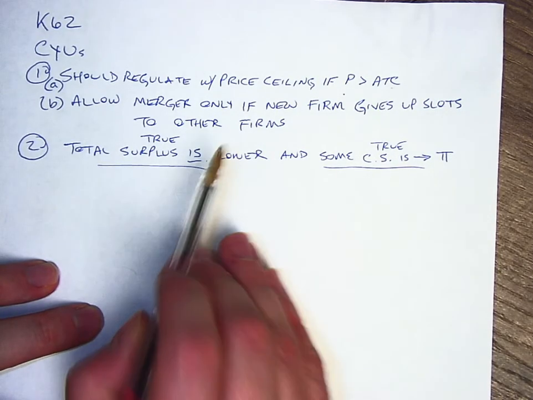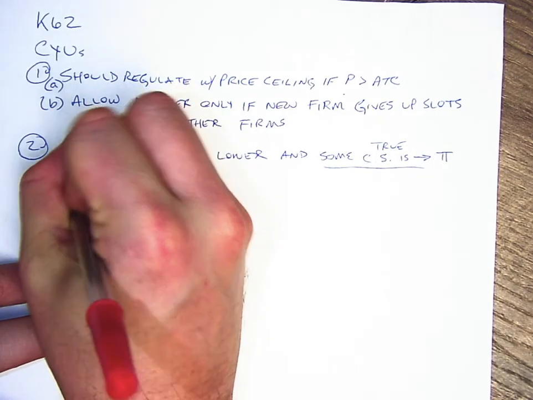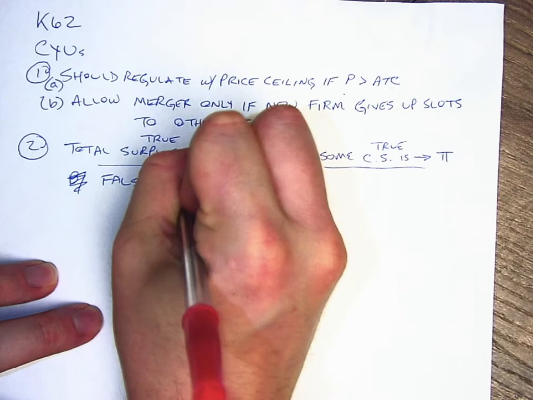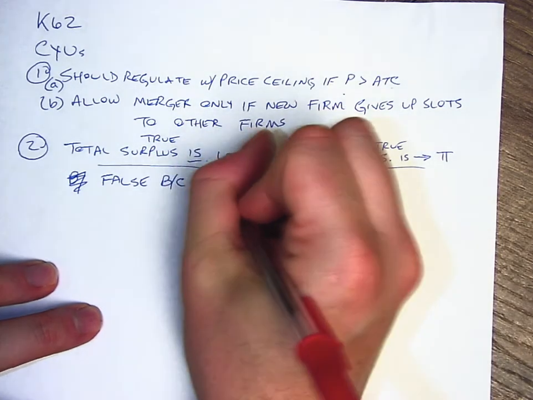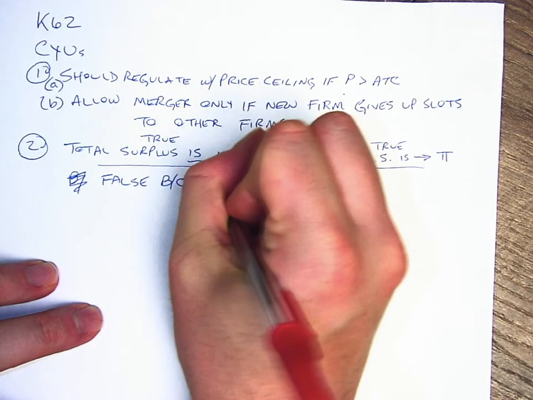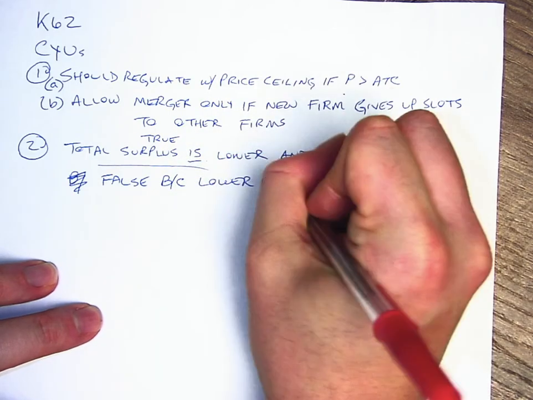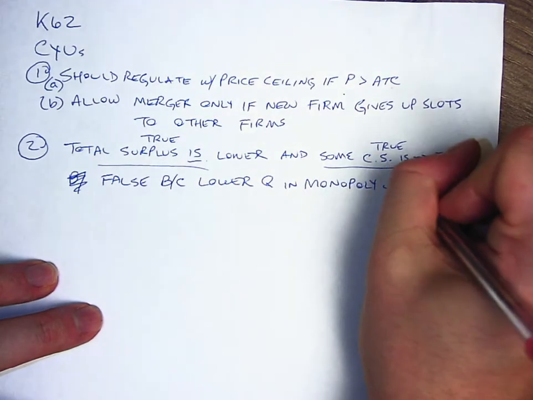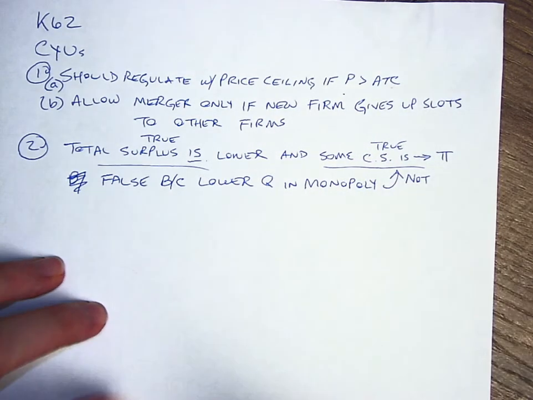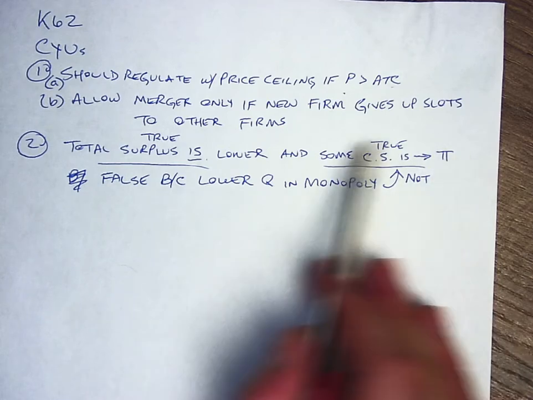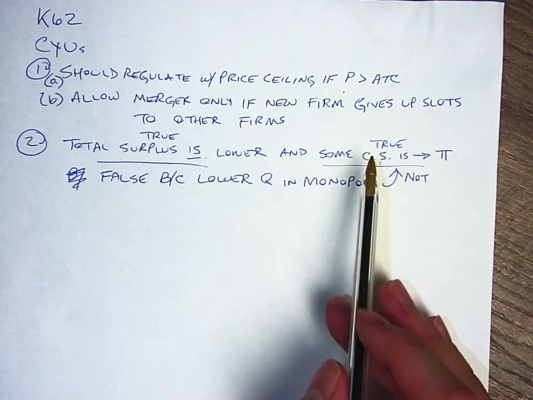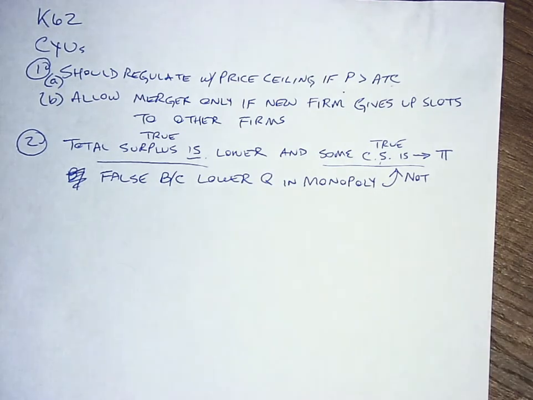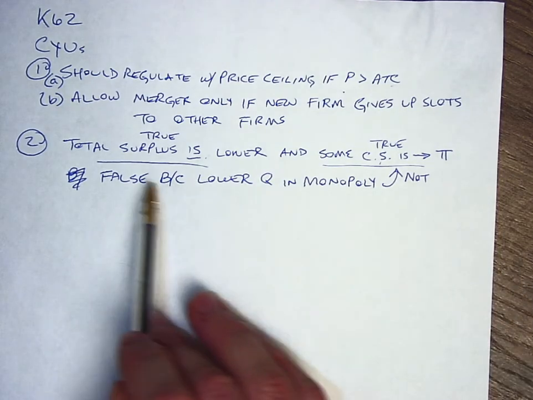This is because the monopolist, so we would say false, and it's because the total surplus is lower because there is lower quantity in a monopoly. It's not because of that. Not that. And that's just a different aspect of this. In fact, when the consumer surplus is transformed into producer surplus, that's not inefficiency. We might not like that, but that's not why the total surplus is lower.